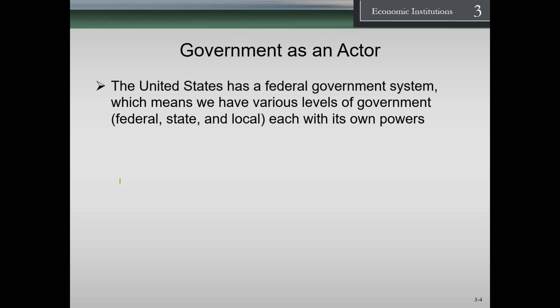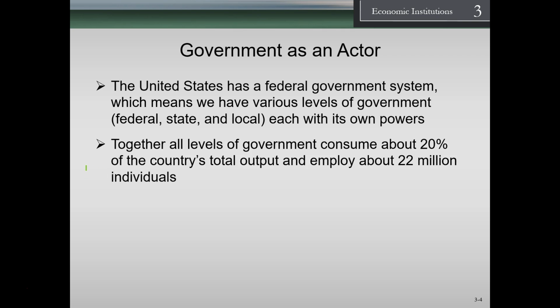The United States has a federal government system, which means that we have various levels of government, federal, state, and local, each with its own powers. So we're going to separate our levels of authority even within the government: this is what the federal government should do, these are the things that the state should do, and the local and whatnot, and they should be somewhat divided. Together, all levels of government consume about 20% of the country's total output and employ about 22 million. So notice that is a huge portion. That's a huge piece of the economy, so what the government consumes and what government decisions are to spend on are going to affect greatly the economy as a whole.